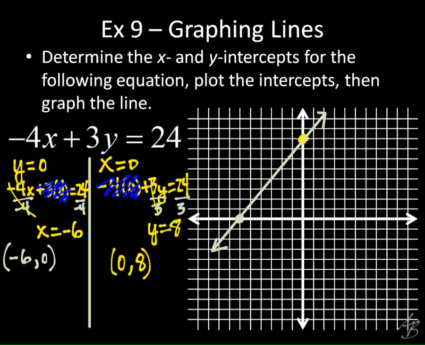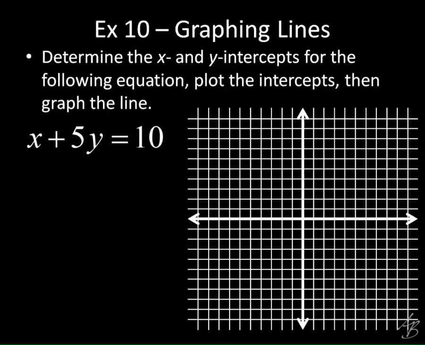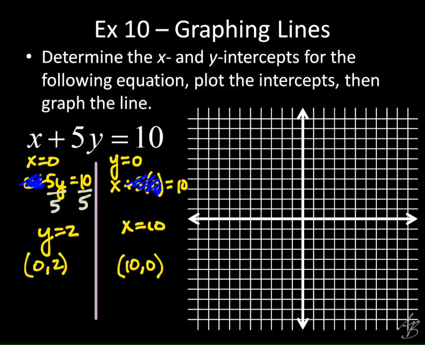On the next example, I want you to do the same thing. So start by saying that x equals 0 or y equals 0, doesn't matter which one. Write an ordered pair for it. That's going to give you one of your intercepts. And then do the opposite one, and that'll give you the other one. And graph them, draw the line, draw your arrows, see what it looks like.